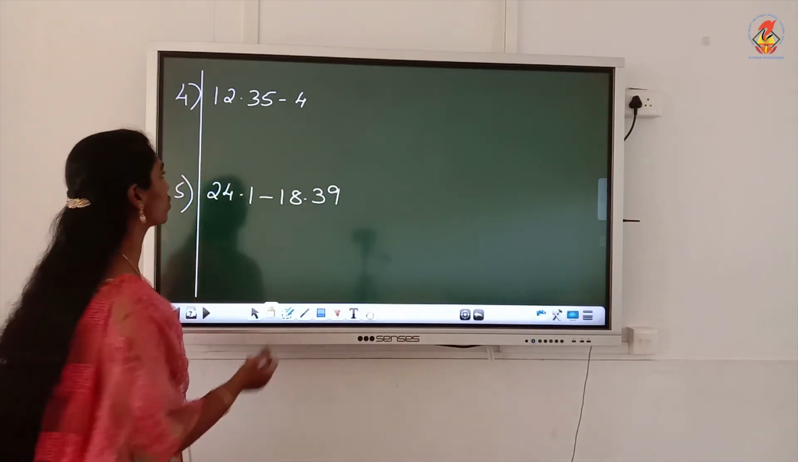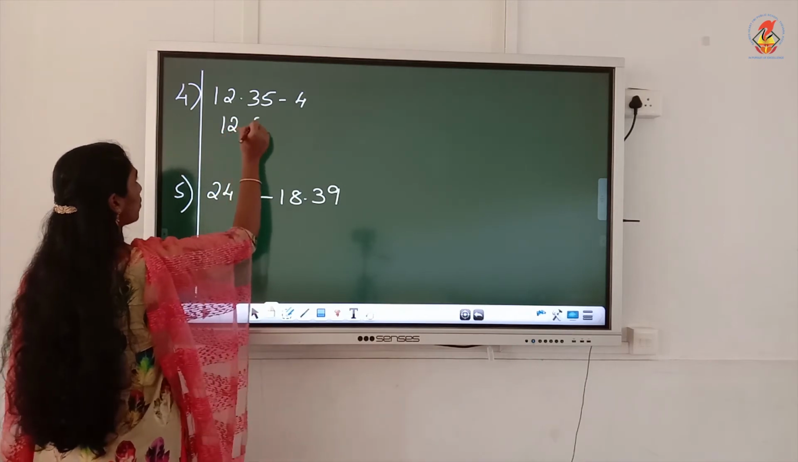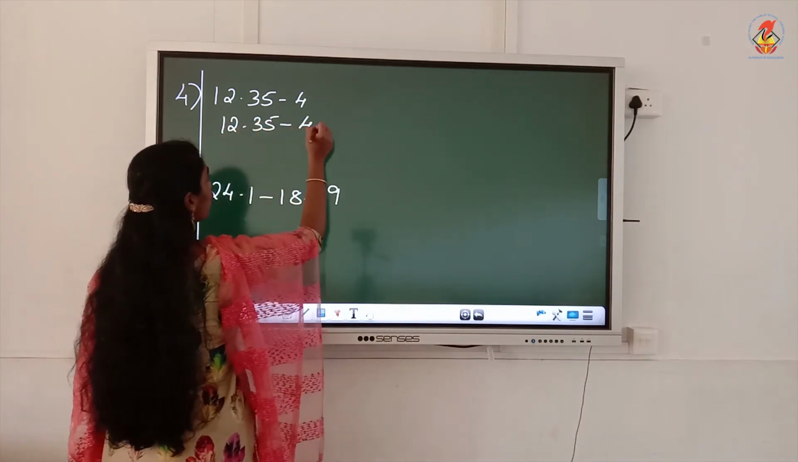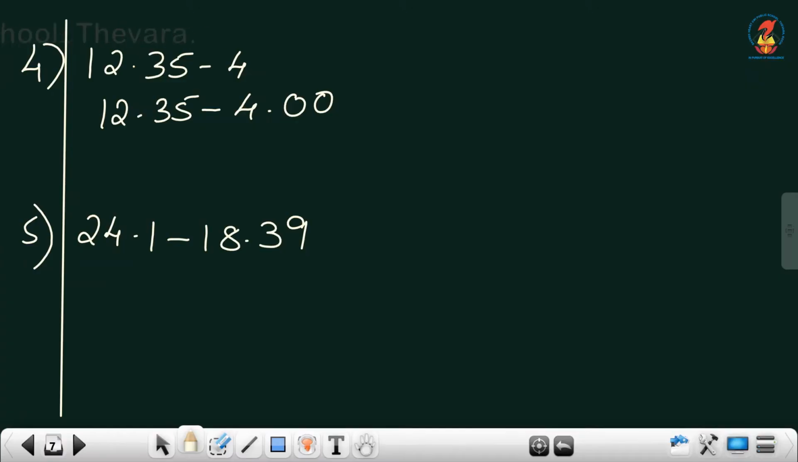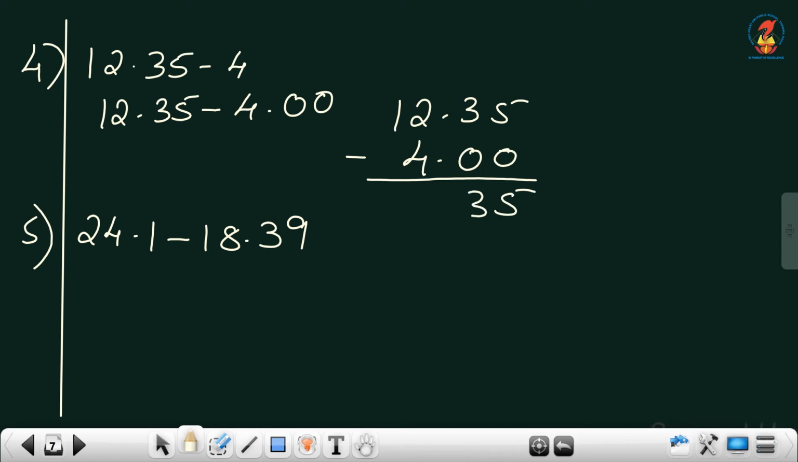Okay children. Now next one, 2 decimal places. There is no decimal place over here. So first you will convert 12.35 minus 4.00. So you get 5 here, 3 here, 2 minus 4 not possible, borrow. It becomes 12 minus 4. 12 minus 4 you get it as 8. Okay, so 8.35. Now this question, the last one, you do it as a homework.